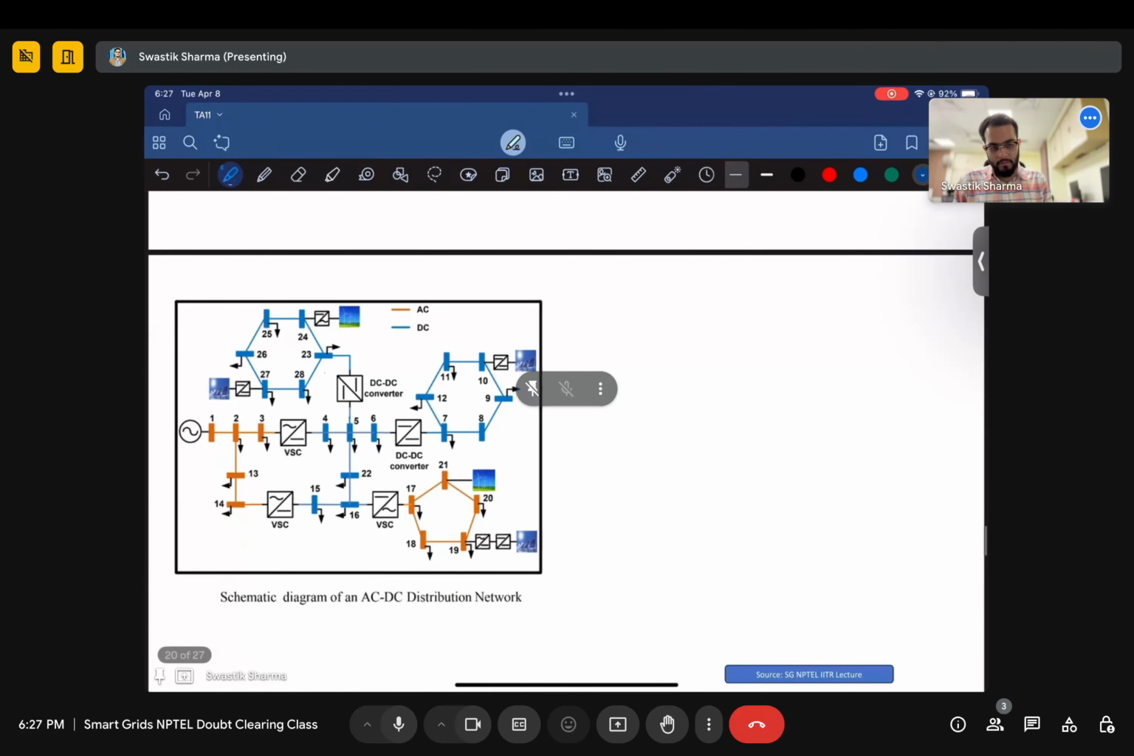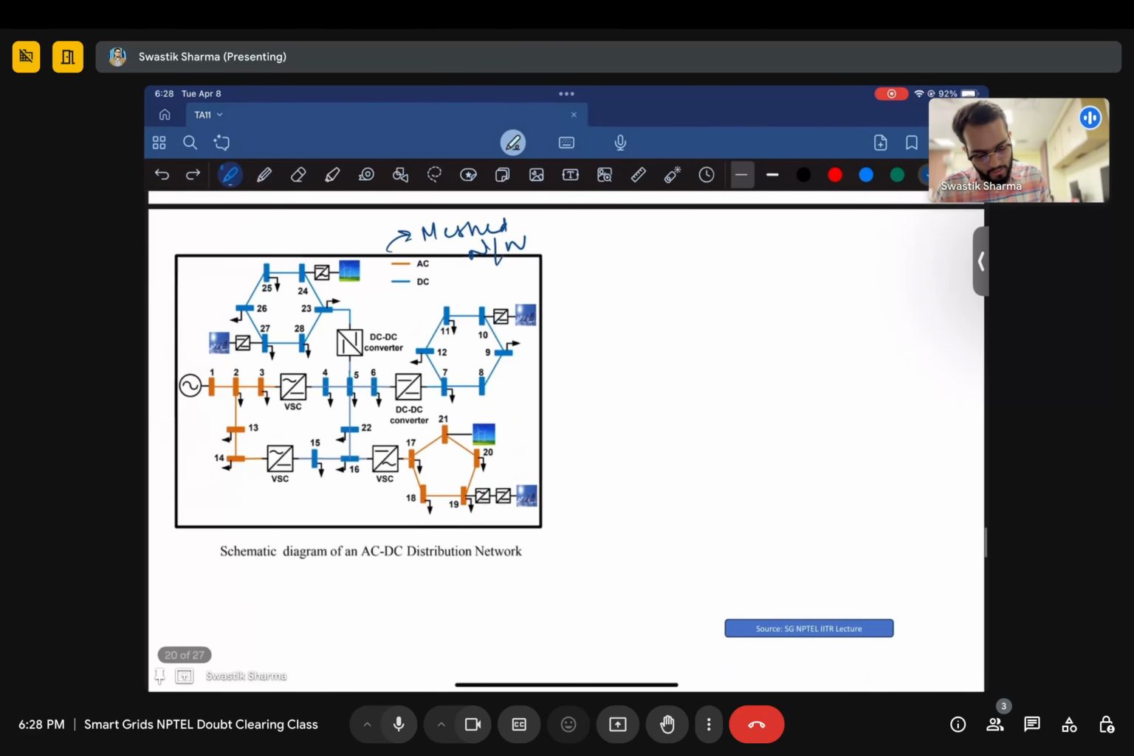The blue buses and blue lines cater to DC power, and the orange lines and orange buses cater to AC power. This is a schematic of an AC-DC distribution network. And as you can see, this whole thing is a meshed network. You have radiality plus you have loops. These loops are also present. So this is how a standard AC-DC network looks.